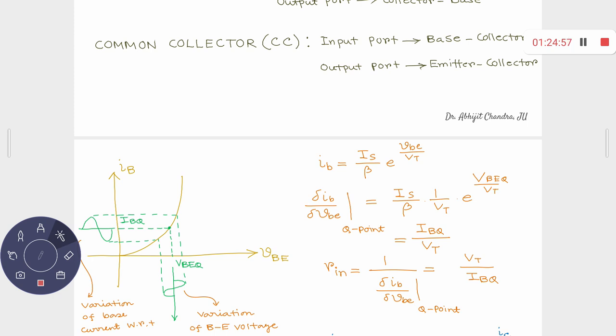So what is the formula? How can I accomplish this? I is equal to IS upon beta e to the power VB by VT. That is the formula. Then in order to find out the slope, differentiate IB with respect to VB, del IB by del VB. What is that? IS upon beta e to the power MX. What is the differentiation formula? Rather, M into e to the power MX. So here M is equal to 1 upon VT.